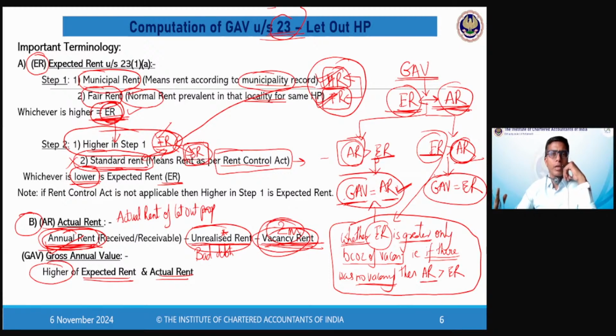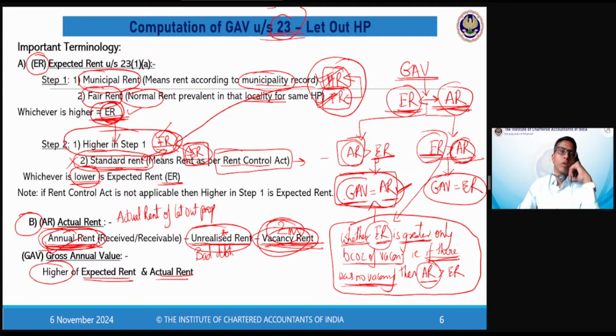They will say, okay, if ER is greater than AR, first come down. Let us do this on calculator and check whether ER is appearing greater only because there was vacancy. Meaning if there was no vacancy, then my AR would be greater. If this is the case, that ER is appearing greater only because there is vacancy, in such a case, my answer will be let AR be the GAV, not ER.